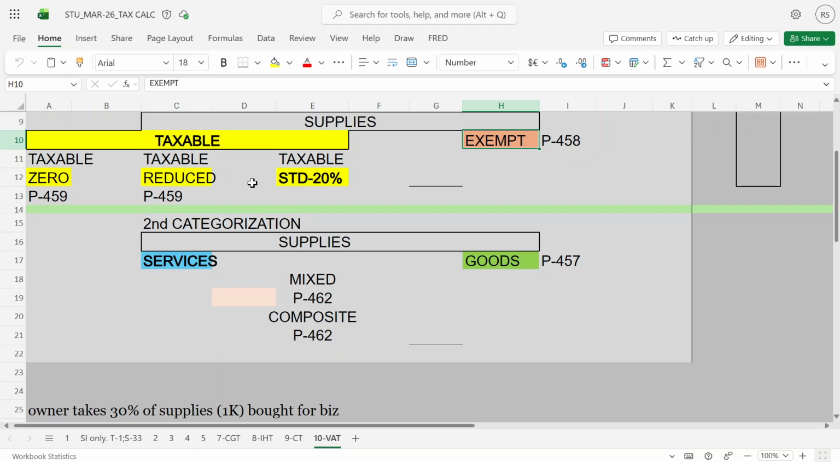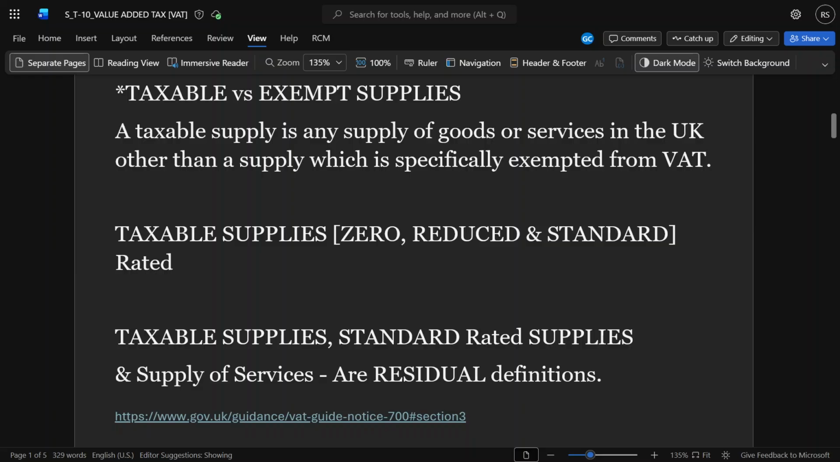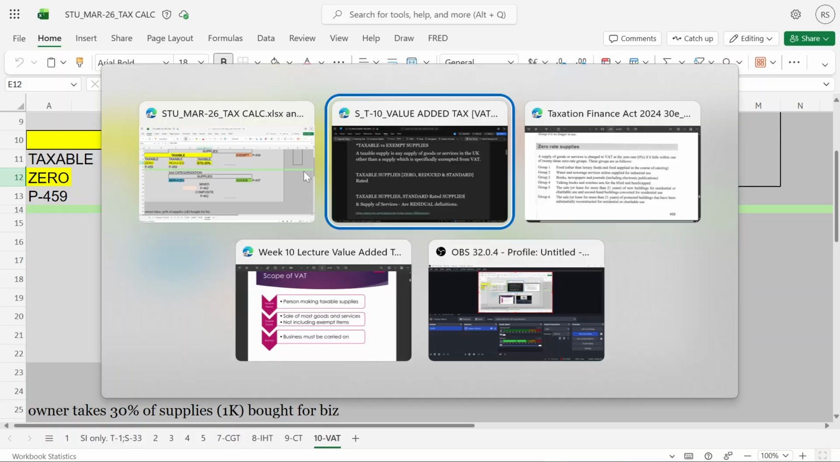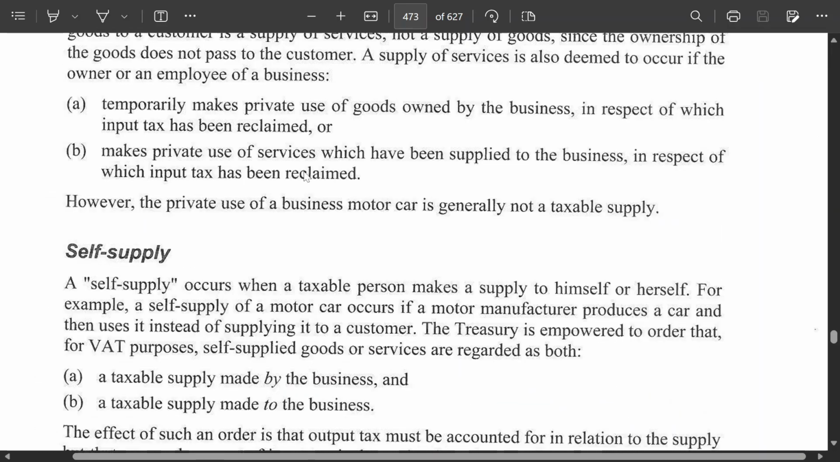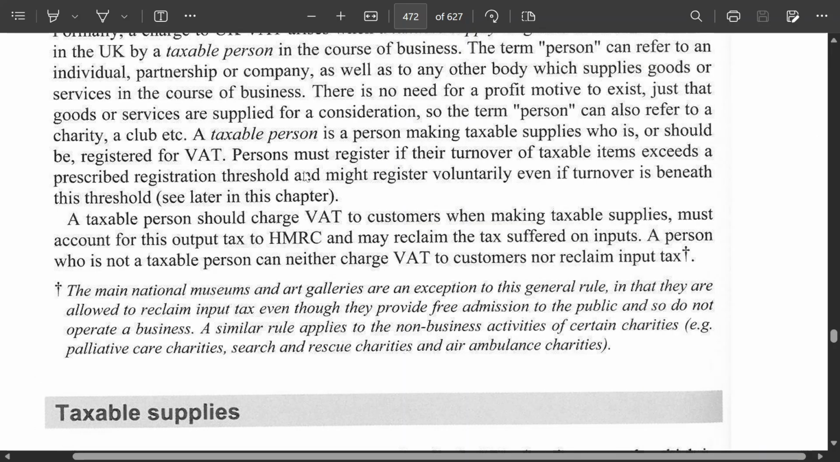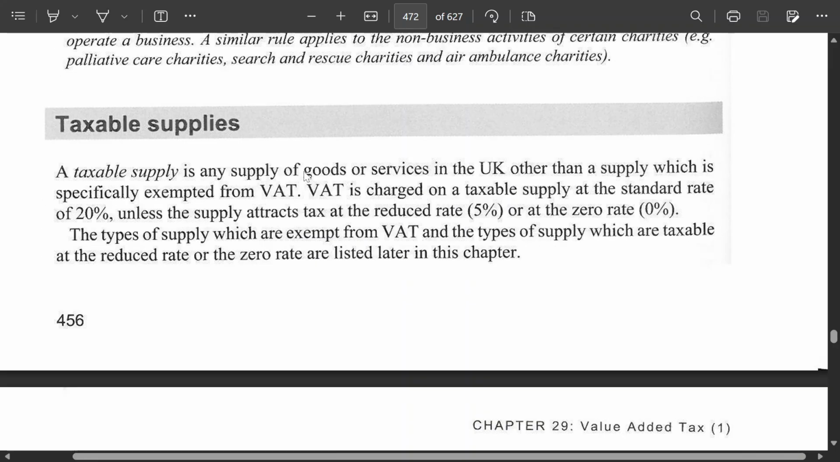Now, under taxable supplies, what are the standard rated supplies? Well, we don't know, because any taxable supply which is not zero rated or reduced rated, that's standard rated. That's the definition of standard rated. So that's also a residual definition. You need to understand these ideas. Okay, so let's look at this, zero rated supplies. Now let's look at taxable supplies.